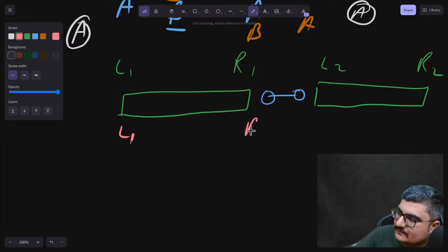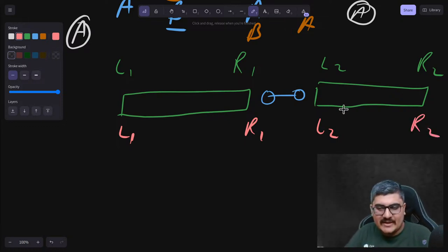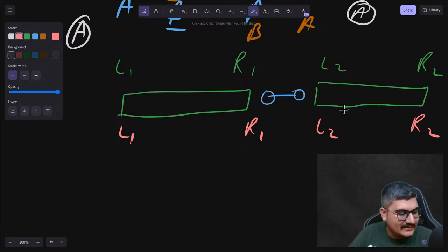Similarly, this L1 R1 and L2 R2. So if there is no common point where both of them can be at, they will never be able to meet. So if there are cases like this, then we can directly print one and call it a day.